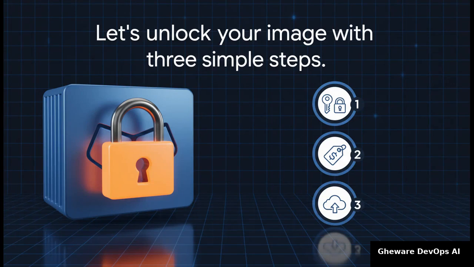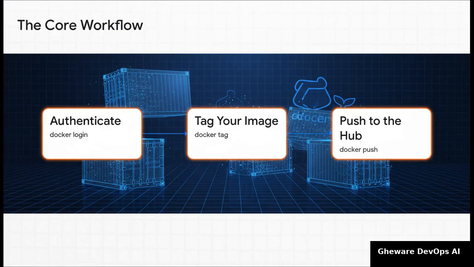And the best part? Getting your image from your laptop out to the world is actually super straightforward. We're going to break the whole thing down into just 3 main steps. No magic, just a few commands. First, we'll authenticate, basically proving to Docker Hub who we are. Second, we're going to tag our image, which is just giving it a proper name so Docker Hub knows where it goes. And finally, we'll push it up. That's the whole workflow. You log in, you tag it, and you push it.